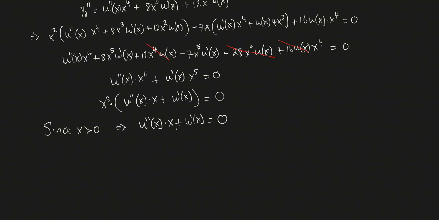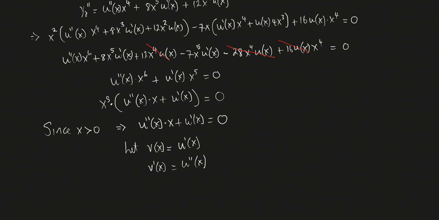I'm going to make a substitution, right? But it's not going to be of the type that we saw previously. So I'm going to say this: let v of x be u prime of x. So that means v prime of x is u double prime of x. Why am I doing this? Well, with this substitution, I can actually convert this second order linear equation into a first order linear equation.